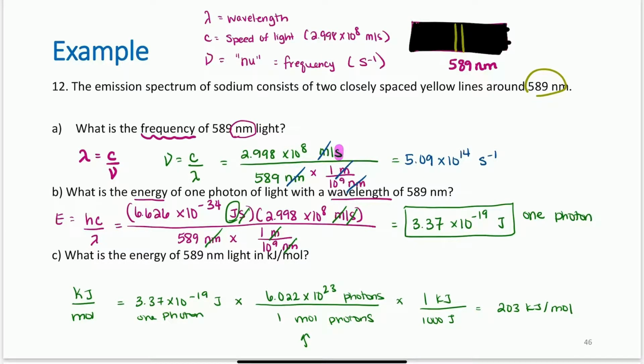So I found that the frequency of 589 nanometers of light, sorry, that color is hard to see, is 5.09 times 10 to the 14th hertz, or seconds to the -1. The energy of 1 photon of light with a wavelength of 589 nanometers is 3.37 times 10 to the -19 joules, and the energy of 589 nanometers of light in kilojoules per mole is 203 kilojoules per mole.